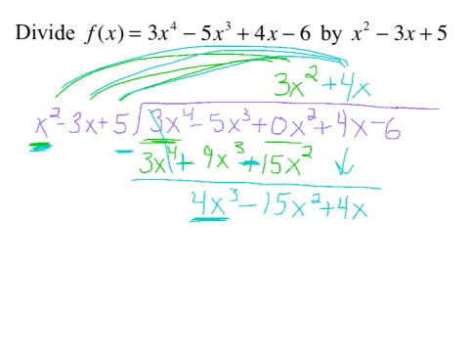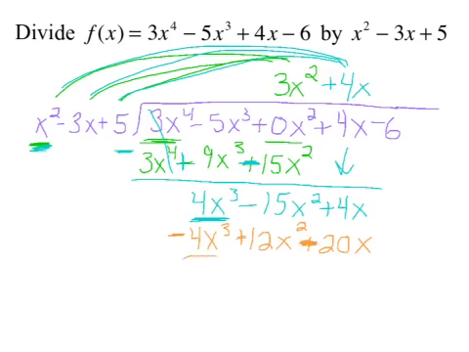So I'm going to get 4x cubed minus 12x squared plus 20x. And now I'm going to need to change all the signs. So this will become a minus, that'll become a plus, and this will become a minus.